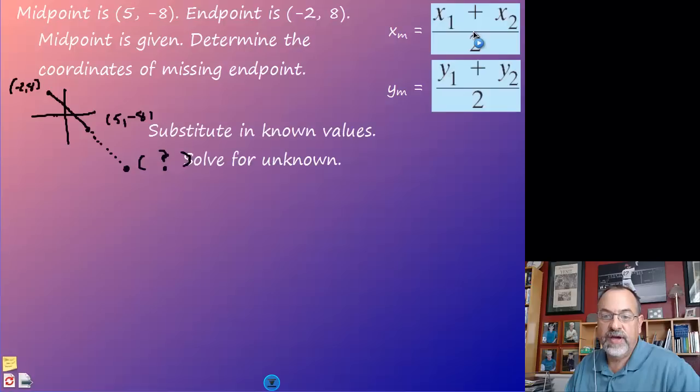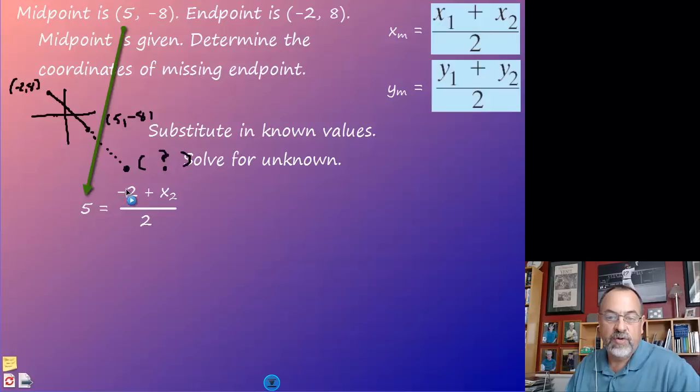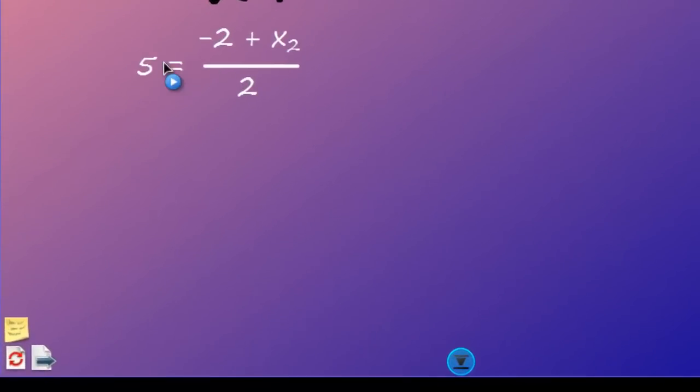So if I take these values and substitute them in, I know that the midpoint x coordinate is 5. I know that one of the x coordinates is negative 2, and what I want to know is this other x coordinate here. So I substitute those values in here, and I have this equation. Now in order to solve this equation, I need to take care of this 2 in the denominator, so I'll multiply both sides by 2. So multiplying this by 2 gives me 10, multiplying this side by 2 reduces that 2.